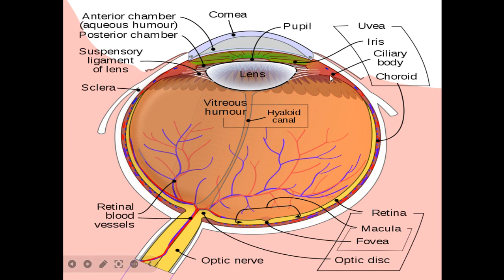So this is the ciliary body which secretes the aqueous humor. This is the anterior chamber which is filled with aqueous humor of the eye. These are the suspensory ligaments of the lens which hold the lens in shape and position. This is the posterior chamber which holds the aqueous humor. And this is the vitreous humor which is present inside the vitreous chamber.